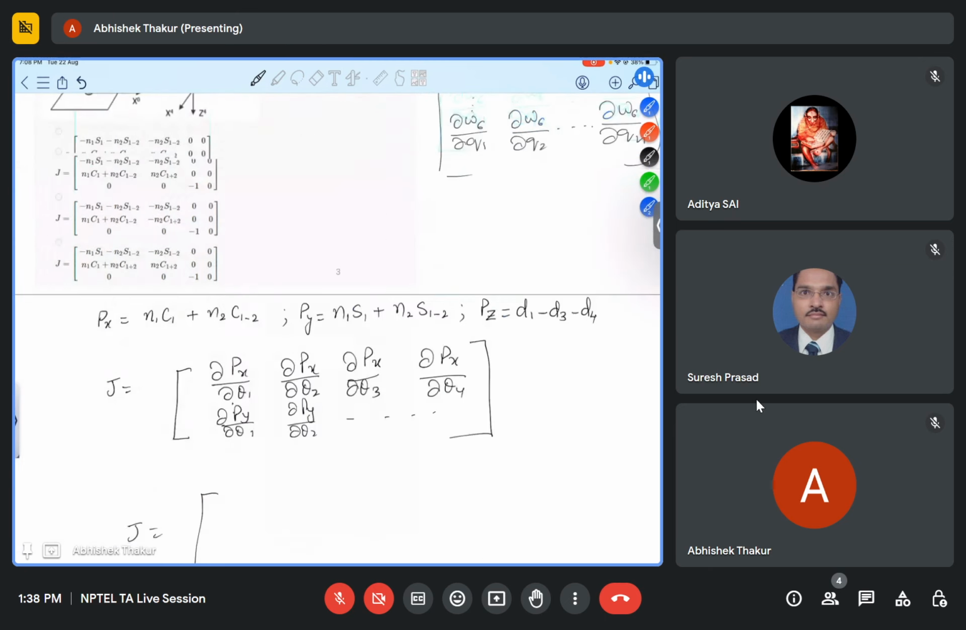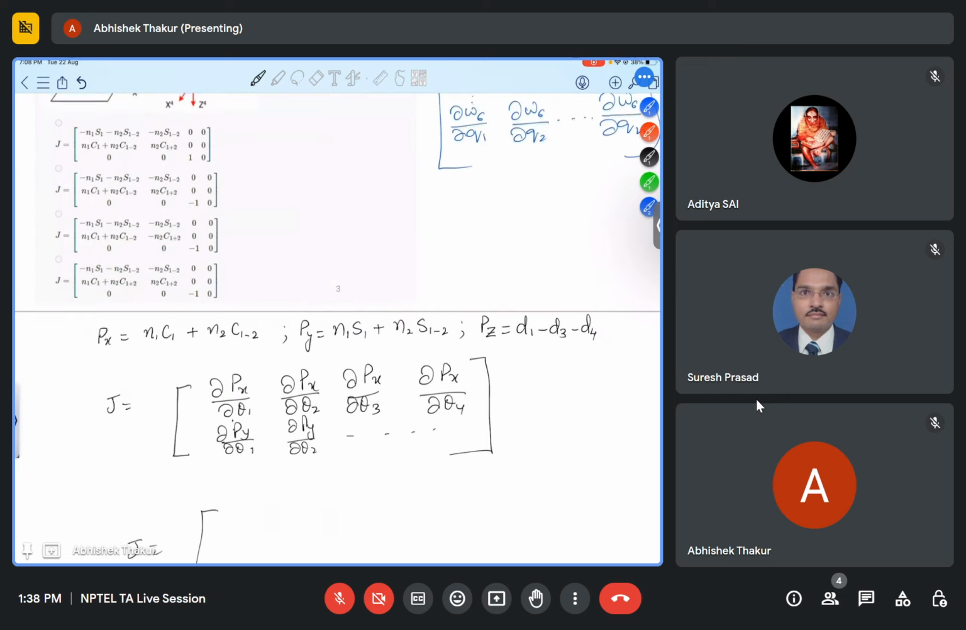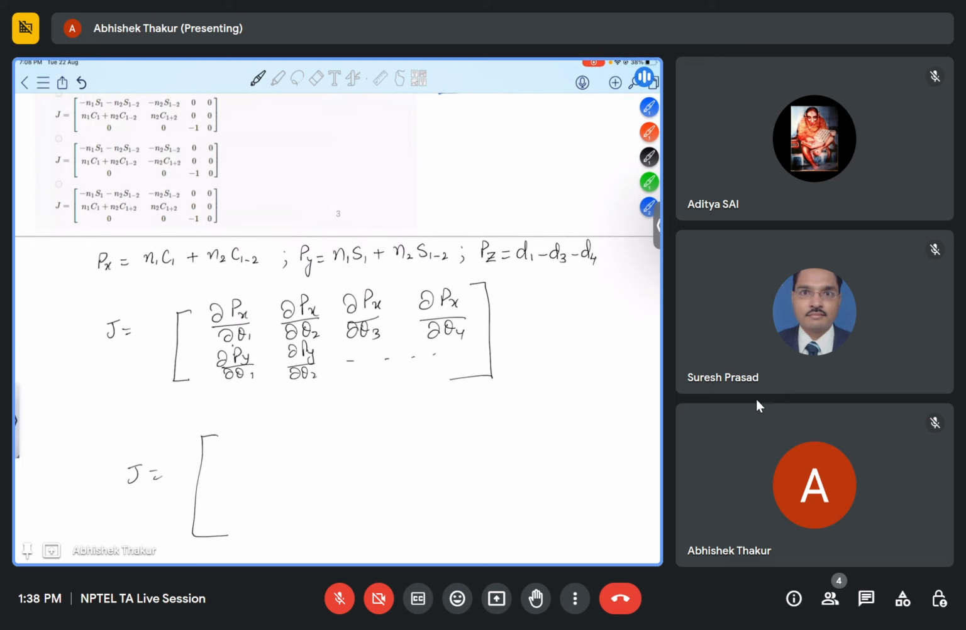it is n1 c1. The differentiation of cos theta is minus sin theta, so it will become minus n1 s1, and this n2 c1 minus 2. The differentiation of this will be minus n2 s of 1 minus 2.